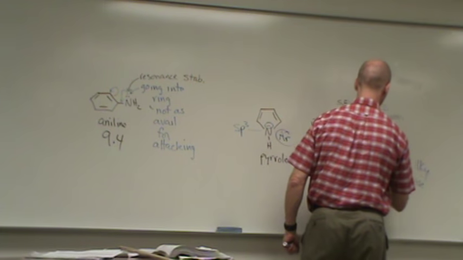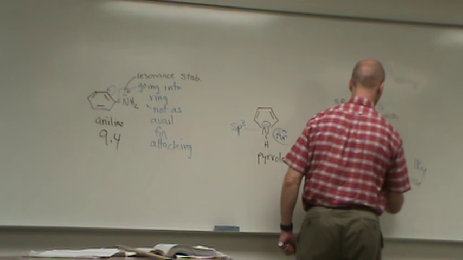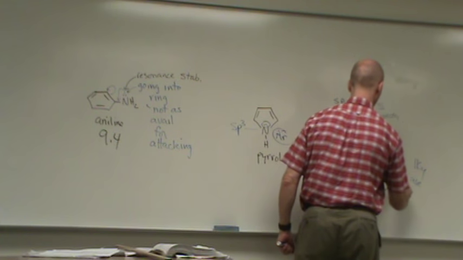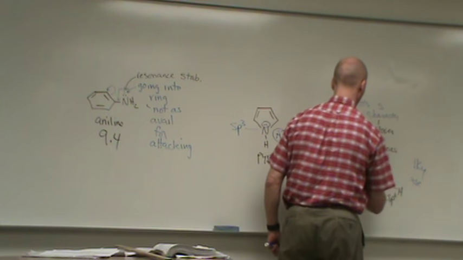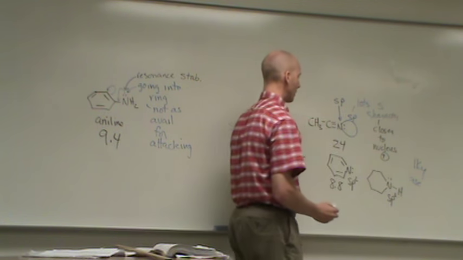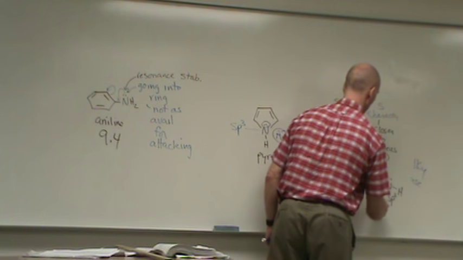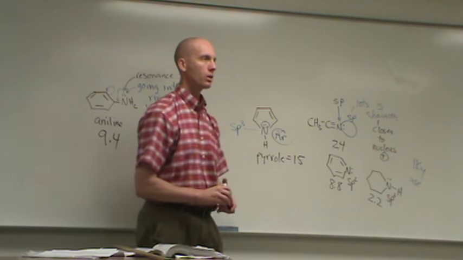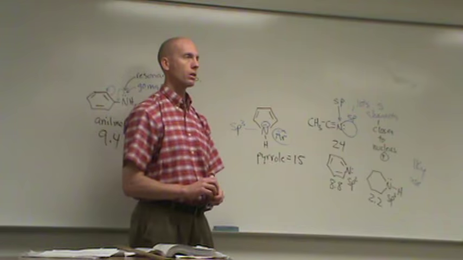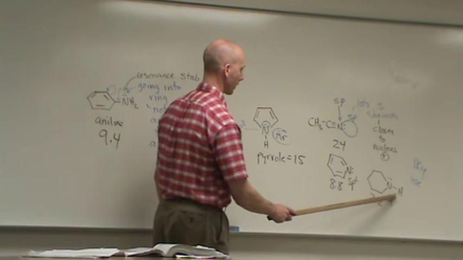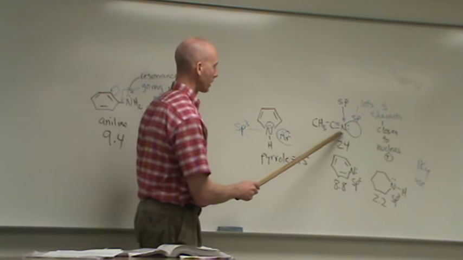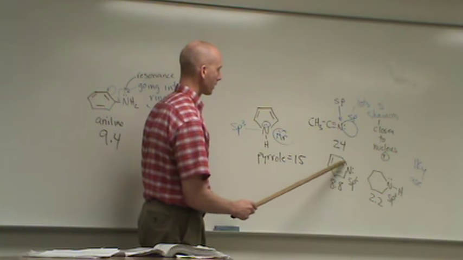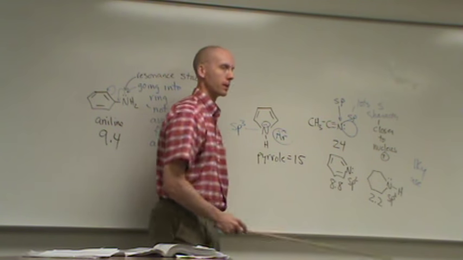Compared all the way to this one, where now this is an sp3 nitrogen. This goes down to 2.2. So it's an even stronger base because I have even less s character here. Okay. So you see the hybridization effect. sp weaker, then sp2, then sp3.